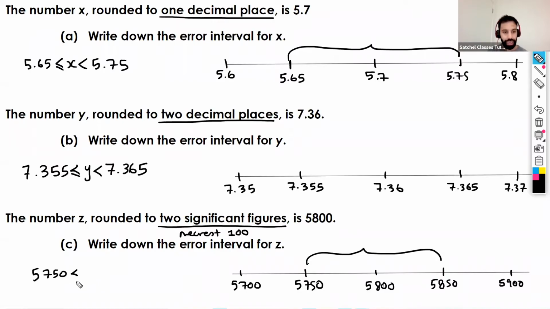So once again, this is our error interval, and we can write that as 5,750 is less than or equal to z, z is less than 5,850. So we have our lower bound and upper bound and our error interval. All right, so let's try some more difficult questions. So what do we have over here?